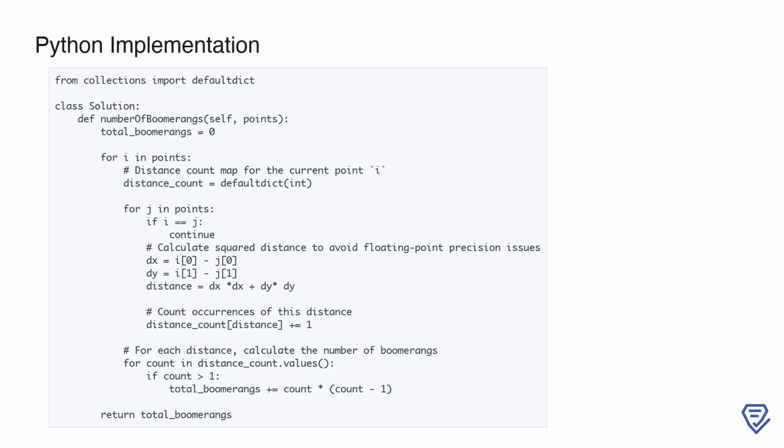After processing all points j for a given point i, we iterate over the values in distance_count. For each distance that occurs more than once, we compute the number of boomerangs using the formula count * (count - 1). This formula accounts for all possible permutations of 2 points, j, k, that are equidistant from i. Finally, the total count of boomerangs is updated by summing these values, and the result is returned at the end of the function. The algorithm has a time complexity of O(n squared), where n is the number of points, as we iterate through all pairs of points. This solution is efficient for the problem's constraints.